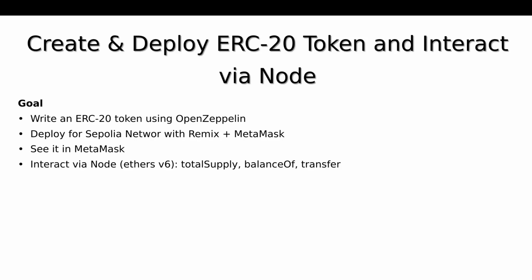We will write an ERC-20 token using OpenZeppelin. We will deploy this with Remix for our Sepolia network and for our MetaMask. We will see how we can import this token into our MetaMask wallet, and we will interact with it via Ethers V6. We will see its total supply. We will also check the balance and how we can transfer it using Node.